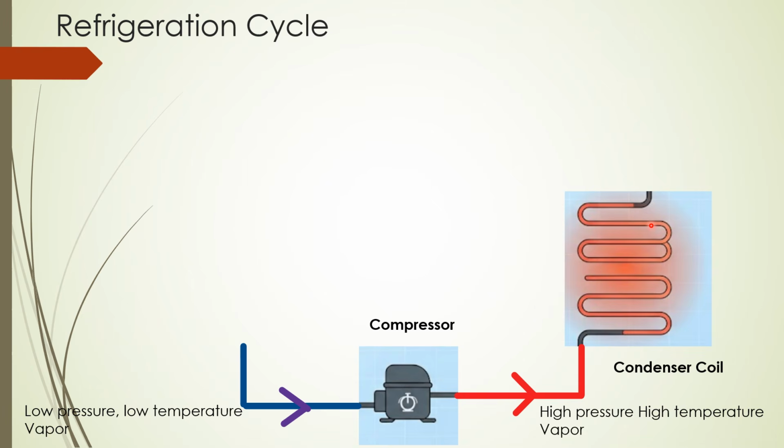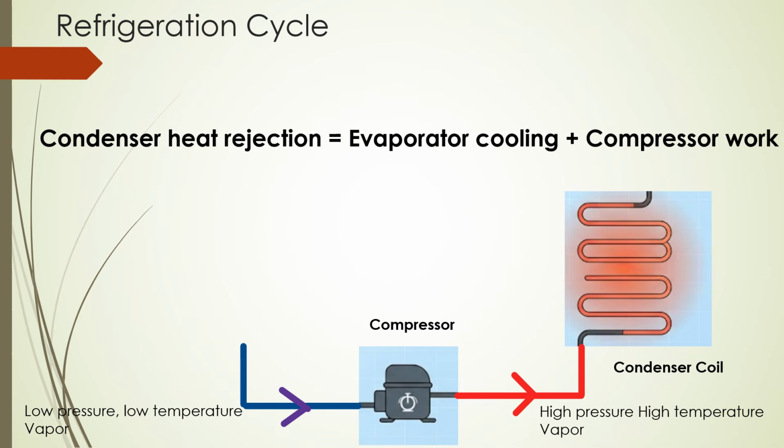The condenser rejects heat absorbed in the evaporator plus heat added by the compressor. That means we can conclude that condenser heat rejection is equal to evaporator cooling plus compressor work.